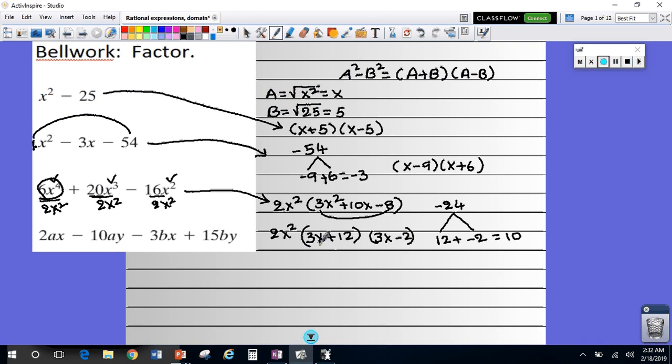But these are not the factors we are looking for, because if you multiply these two, this will become 9x square, which is not right. So what number goes into both 3 and 12? The common number divisible by 3 and 12 is 3. So it is 2x square times, 3x divided by 3, that is x plus 4, times 3x minus 2.